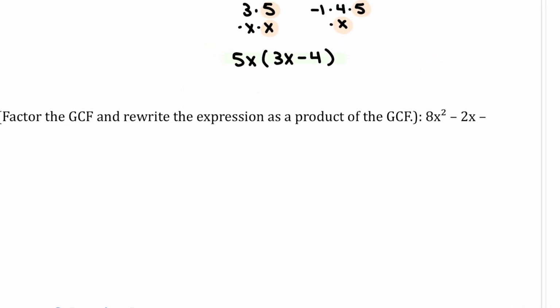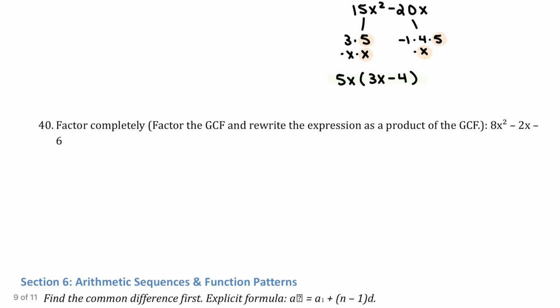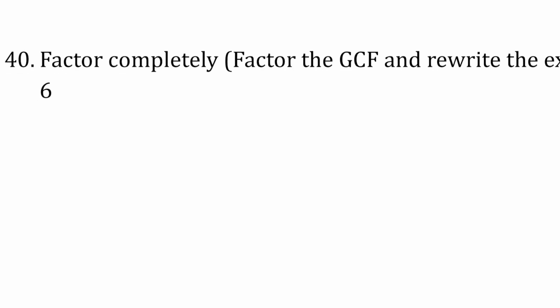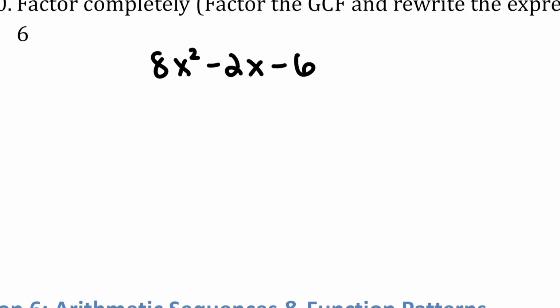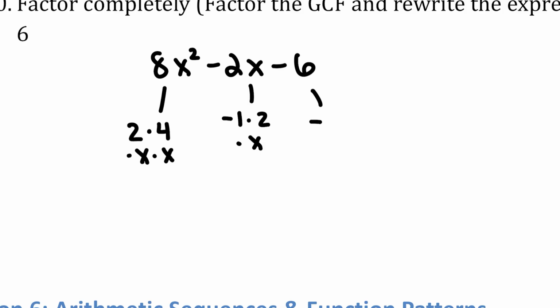Now we have our last problem here. So we're factoring completely. Again, I'm going to rewrite it since the problem got a little bit broken up here. So we have an 8x squared minus 2x minus 6. So right off the bat, it's looking like our GCF is going to be 2. But let's see. 8 is 2 times 4 times x times x. Negative 2, that is negative 1 times 2 times x. And then this negative 6, let's see, negative 1 times 2 times 3.